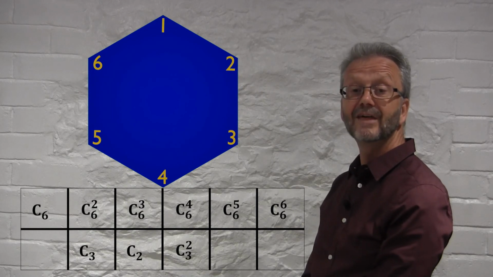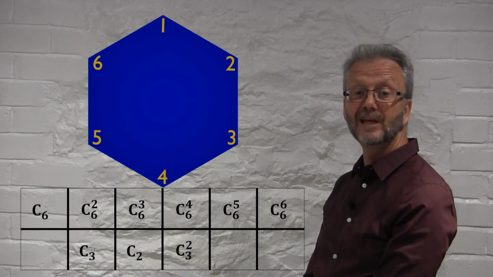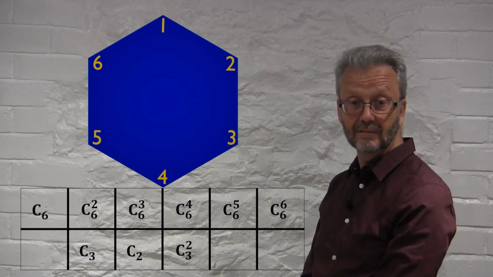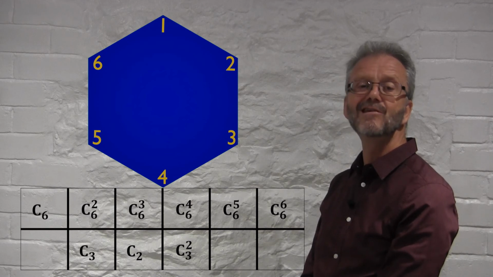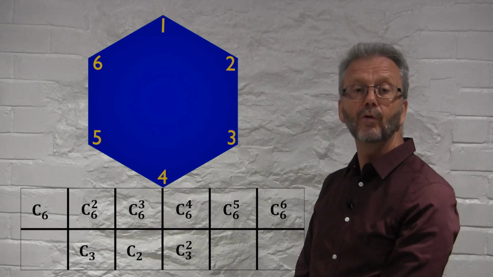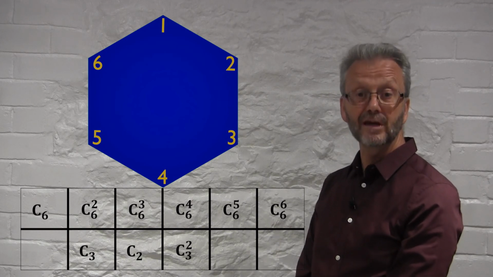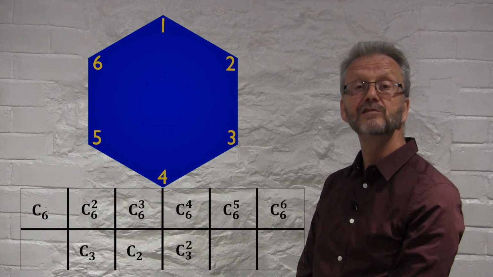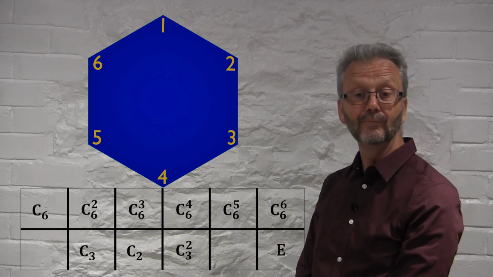This doesn't just leave the hexagon in a state that is indistinguishable from the initial state, it is identical. It is the same as doing nothing. This is an important result. All shapes have this do nothing symmetry. We give this symmetry element the symbol E.